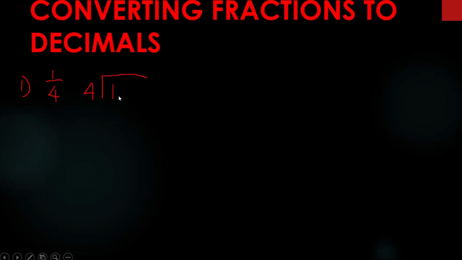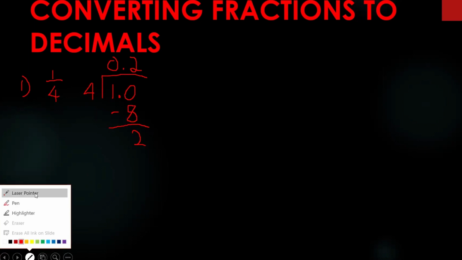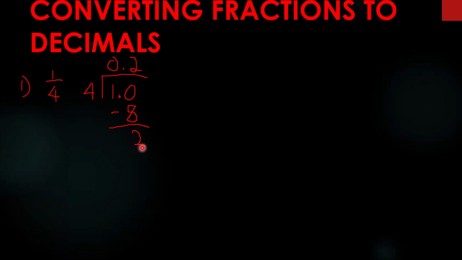We can't get 4 from 1. So what we do is we introduce the decimal point and we put a 0 here. So this is read as 10. How many times can I get 4 from 10? That's 2 times. Now before I put my 2 here, I put a 0 and I put my decimal point. So 2 times 4 is 8. I'll subtract the 8 from the 10 and I'll get a remainder of 2.